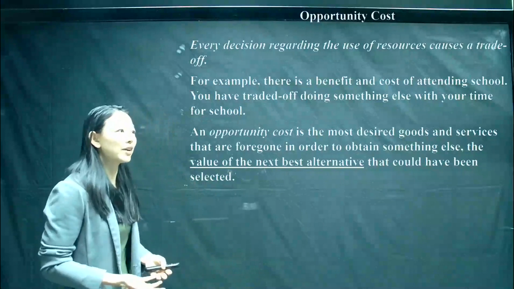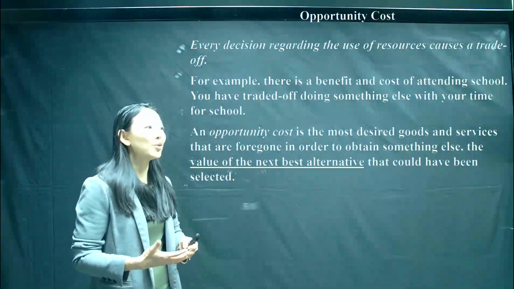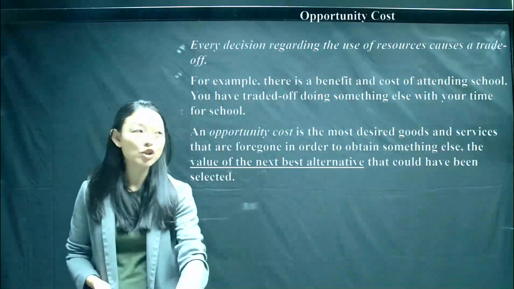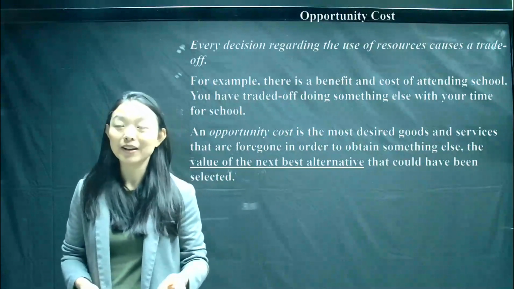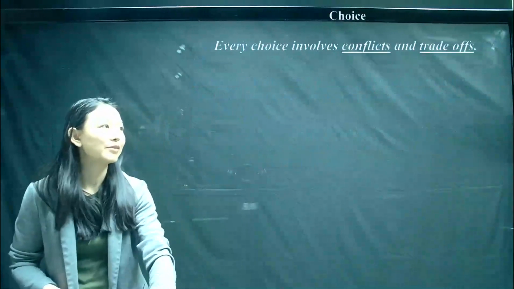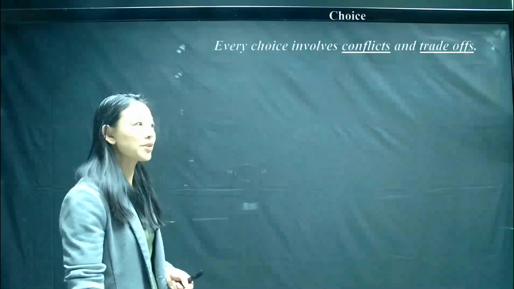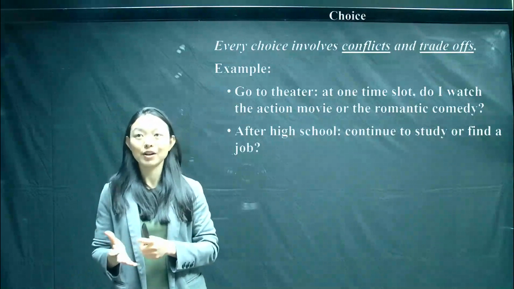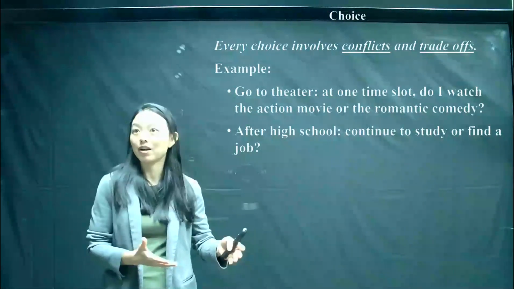In our textbook, it is defined as the most desired goods and services that are foregone in order to obtain something else, right? So it is the value of the next best alternative. We can treat that as opportunity cost. Every choice will involve conflicts or trade-offs. For example, if you go to a movie theater and you only have one time slot, you need to choose which movie to watch, either the action movie or the romantic comedy.